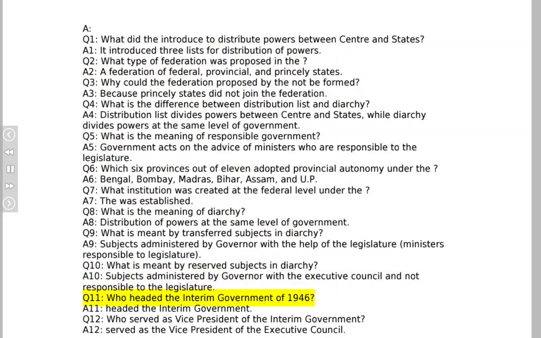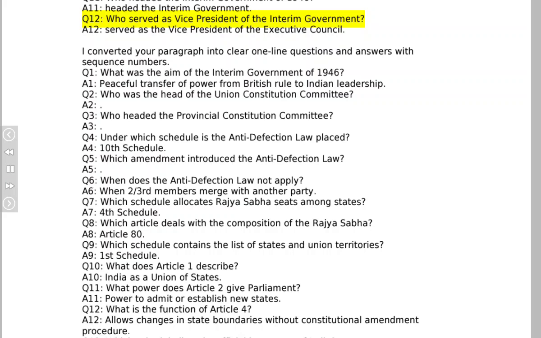Q11. Who headed the interim government of 1946? A11. Headed the interim government. Q12. Who served as vice president of the interim government? A12. Served as the executive council. I converted your paragraph into clear one-line questions and answers with sequence numbers. Q1. What was the aim of the interim government of 1946? A1. Peaceful transfer of power from British rule to Indian leadership.